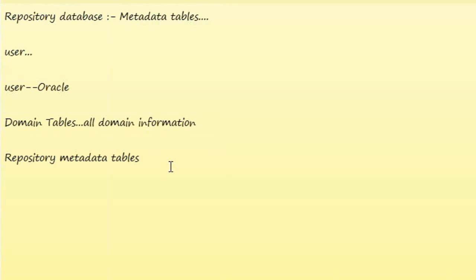And the repository metadata tables are used to store your repository information. Whenever you create a repository, it will create around 512 to 515 tables. These 515 tables will store all the ETL program information. There are two types of tables. Combined, 515 plus 170, around 720 metadata tables will get created by Informatica by default whenever you install it. So under a single domain, you can have multiple repositories.